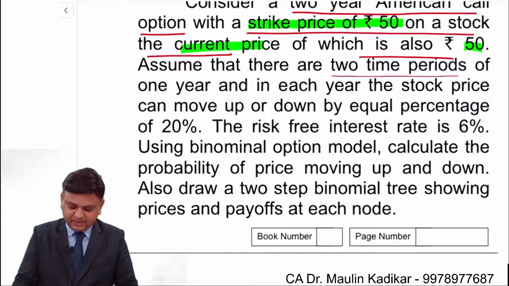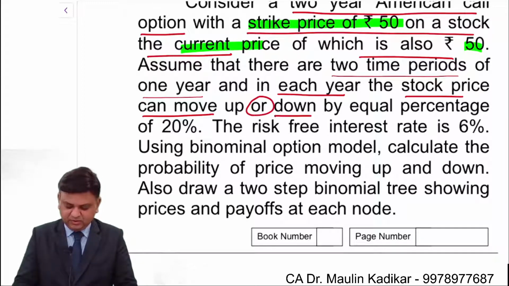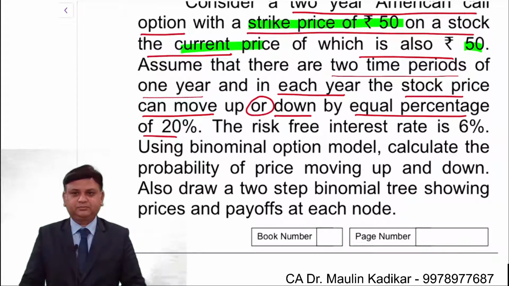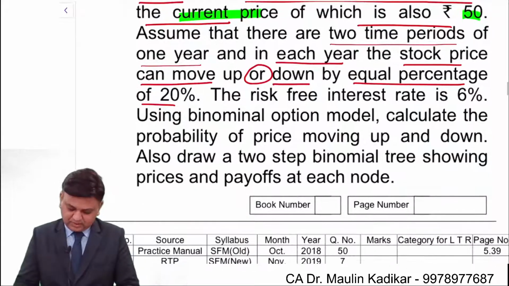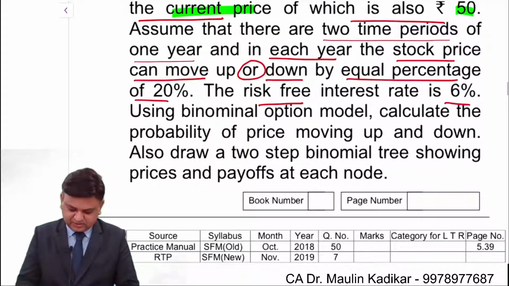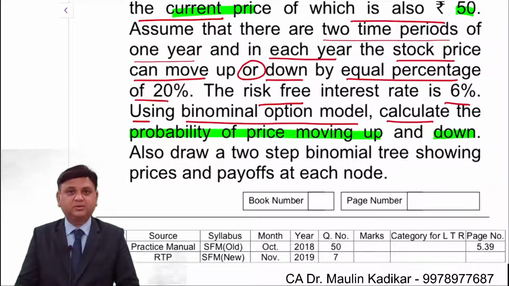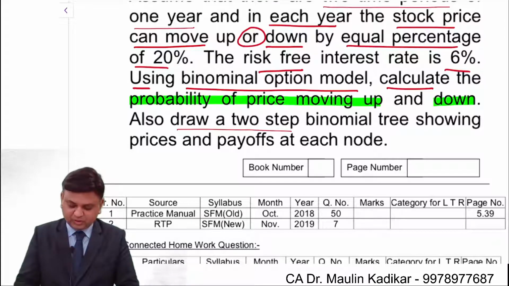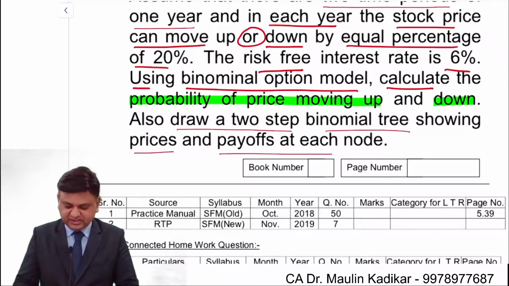Assume that there are two time periods of 1 year, and in each year the stock price can move up or can move down by an equal percentage of 20%. So it may increase by 20%. The risk-free rate of interest is 6%. Using the binomial option model, calculate the probability of the price moving up and down. So the P value is required to be found. Also draw a two-step binomial tree showing the prices and the payoff at each node.